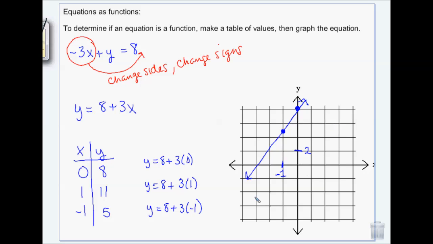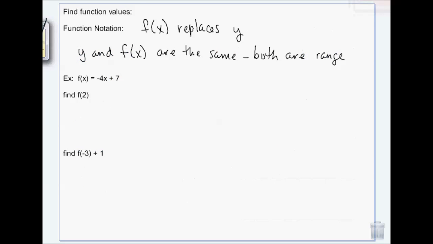Am I going to pass the vertical line test? Yeah, I passed. Every vertical line down only touches once, so yes, it's a function. So f of x, if it's there, that tells you automatically it's a function. You never have to test to see if it's a function. You can't use f of x if it's not a function.